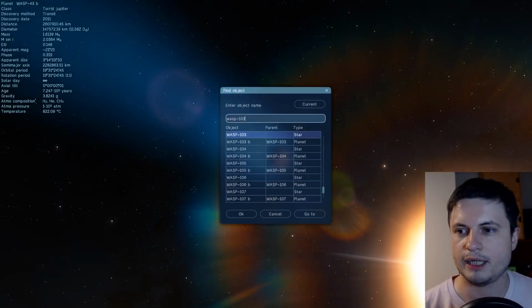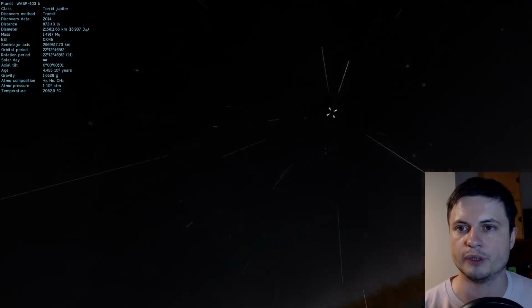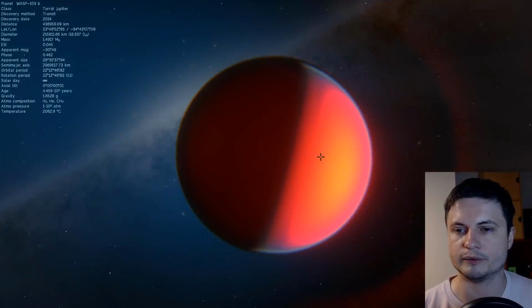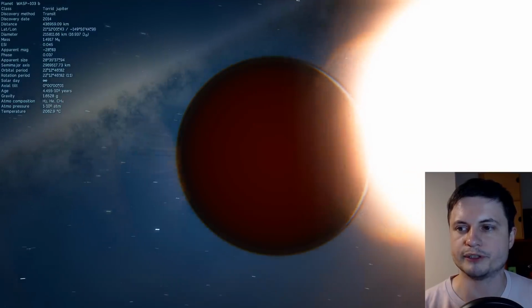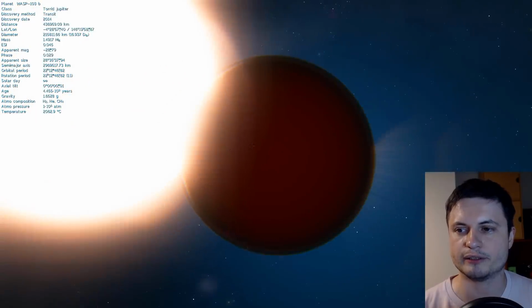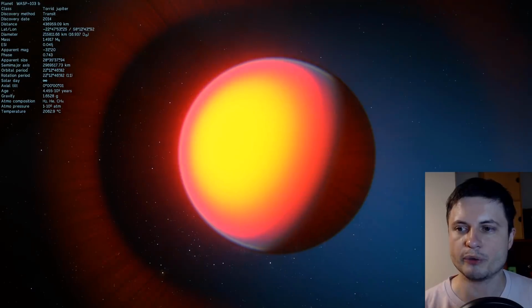Now let's take a look at another one of these systems, and this one is called WASP-103. And once again, another planet very, very close to its parent star, and very, very hot as well. This one is one of the more recently discovered, back in 2014, and is extremely hot, very bright. And as you can see, its surface is glowing red.